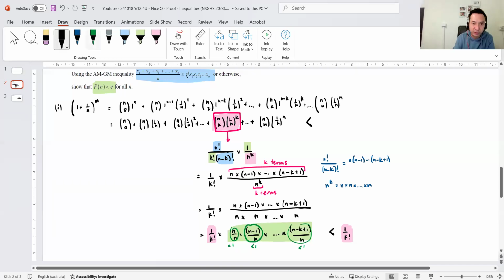Once I get that, I can conclude that this string of binomial products, each one, for example this one here, is less than 1 on k factorial. So this one is less than 1 on 0 factorial, this one is less than 1 on 1 factorial, this one is less than 1 on 2 factorial, the k one is less than 1 on k factorial, plus dot dot dot, and the last one is less than 1 on n factorial.